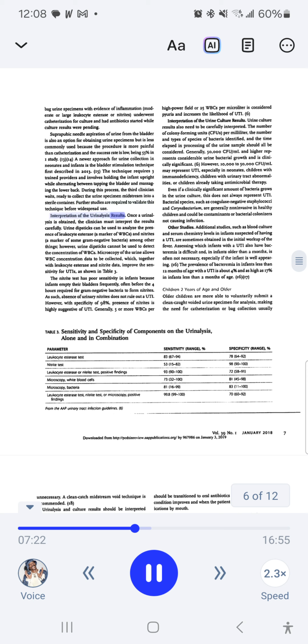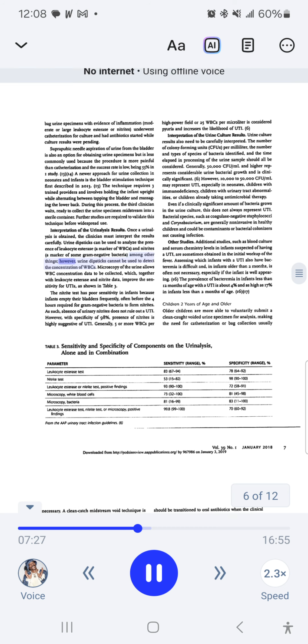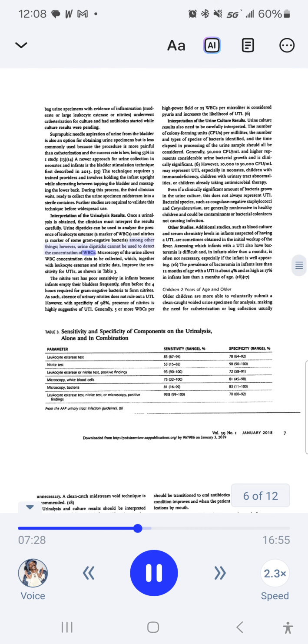Interpretation of urinalysis results. Once a urinalysis is obtained, the clinician must interpret the results carefully. Urine dipsticks can be used to analyze the presence of leukocyte esterase, a marker of WBCs, and nitrites, a marker of some gram-negative bacteria. Among other things, however, urine dipsticks cannot be used to detect the concentration of WBCs. Microscopy of the urine allows WBC concentration data to be collected, which, together with leukocyte esterase and nitrite data, improves the sensitivity for UTIs, as shown in Table 3.